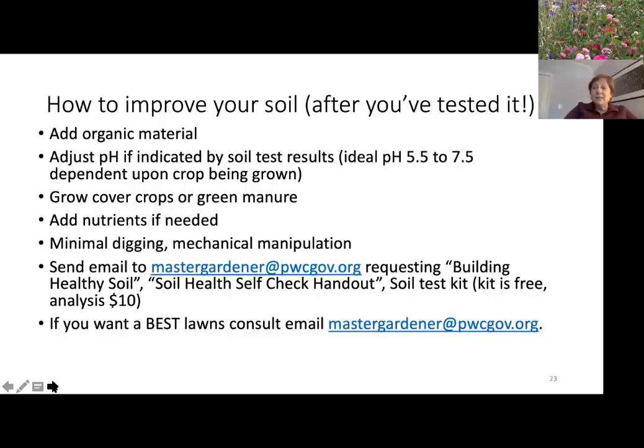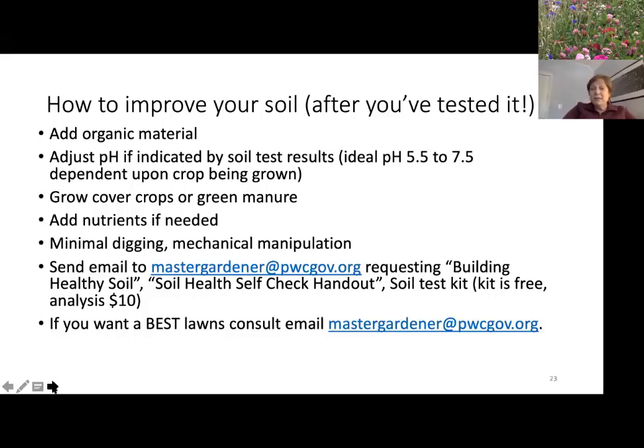Add nutrients as needed. If you have your soil tested by Virginia Tech, it's very specific on what nutrients your soil might need. For example, if it's low in nitrogen or low in phosphorus. We also want to urge that there's minimal digging or mechanical manipulation. That kind of tilling will break up the microaggregates in soil that has a high clay component, can cause compaction.